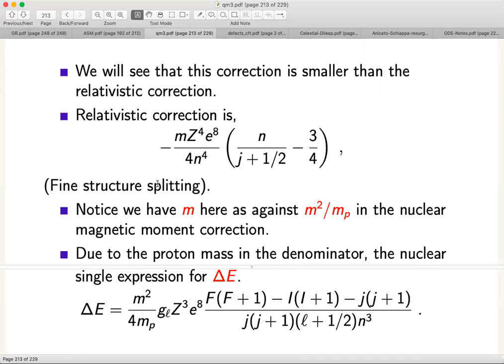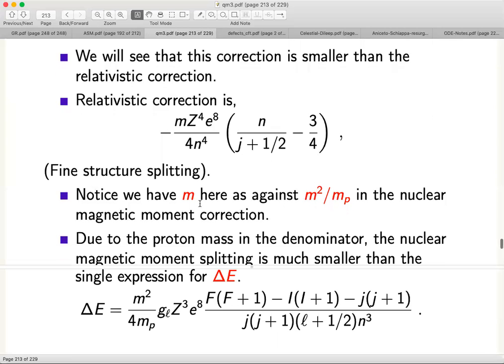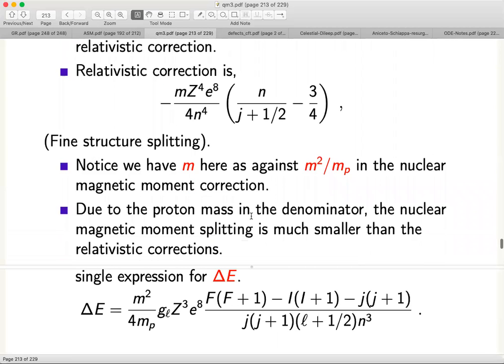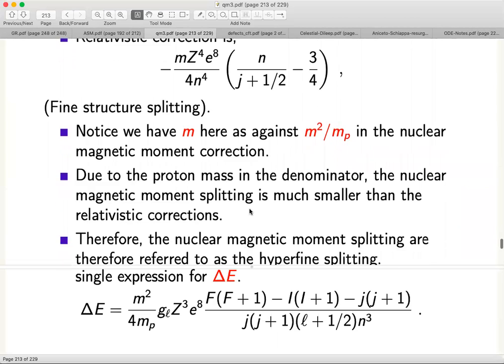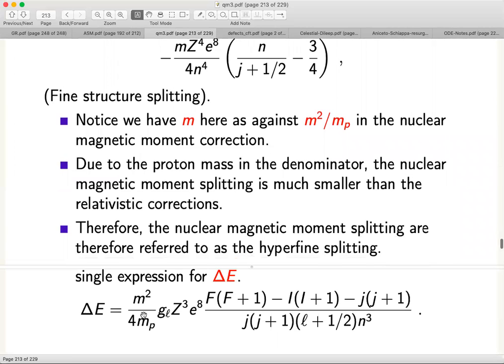So therefore, the fine structure splitting is definitely much larger compared to this nuclear magnetic effect, which gives much smaller splittings. And clearly, it's the proton mass sitting in the denominator which is affecting the magnitude of the splitting, and because this magnitude is small, we call the splitting generated by nuclear effect hyperfine splitting.